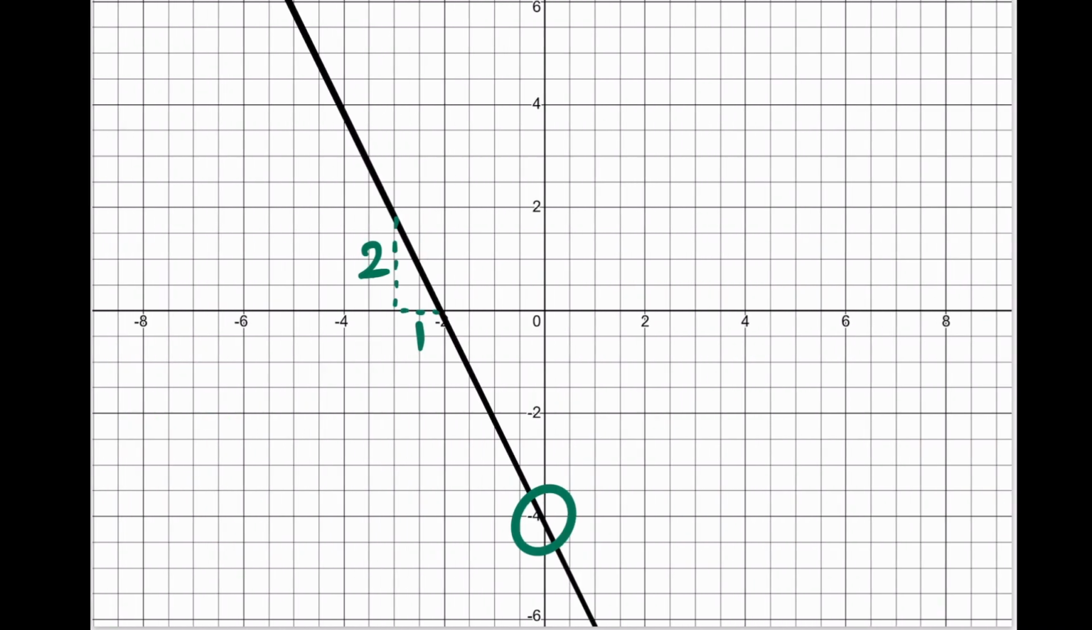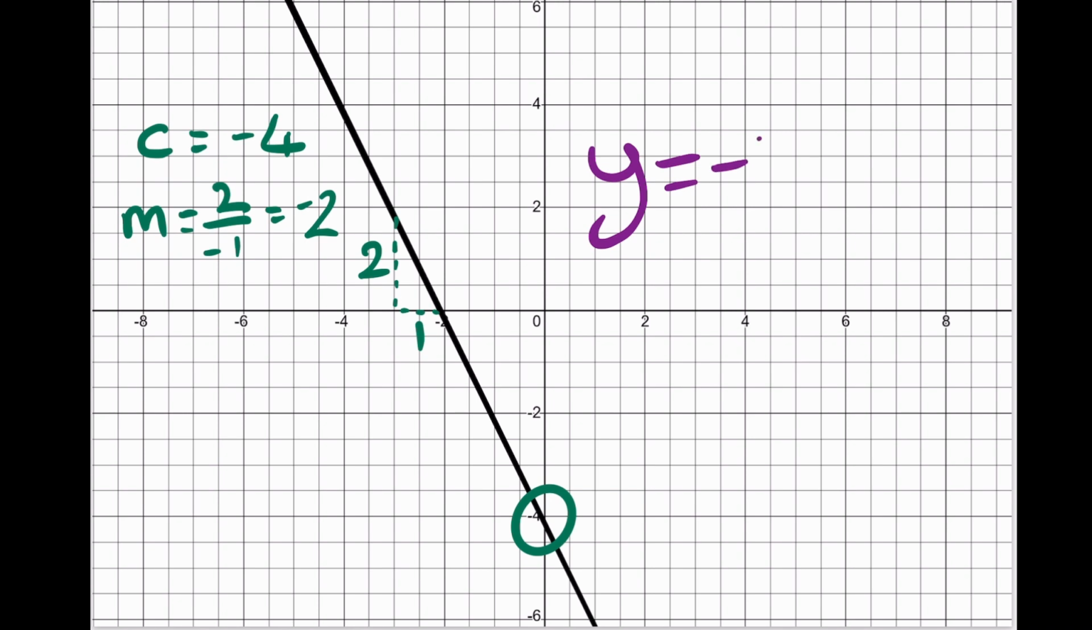Okay, so what we have here is a negative gradient. So my c value so far is -4, and my gradient value is 2 divided by -1, because we're going in the opposite direction, and that gives me -2. So when I write out my equation for this line, I've got y is equal to, my gradient is -2, and then my y-intercept is a negative, so I'm adding -4. Remember, that means we're just going to put -4. Oops, I forgot my x value there. Let me just clear that up. y = -2x minus 4. Okay.